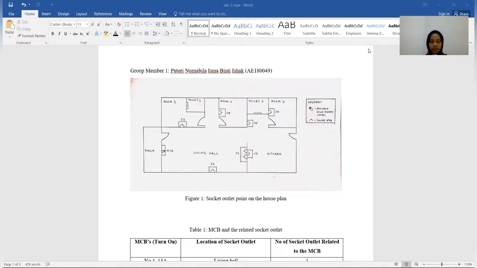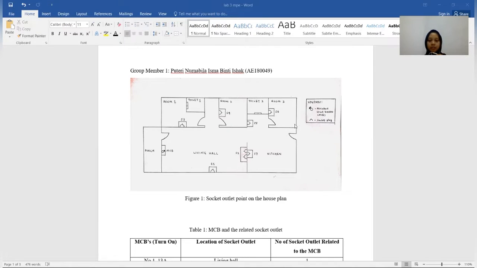So as we can see in figure 1, this is a labeled socket outlet point on my house plan. There are 7 sockets, of which 6 are single sockets and only socket 2 is a double socket. Socket 1 is situated in the porch and socket 2 is situated in the living hall. Socket 3 is in room 1, socket 4 in room 2, socket 5 and socket 7 are in the kitchen, and lastly socket 6 is in room 3.